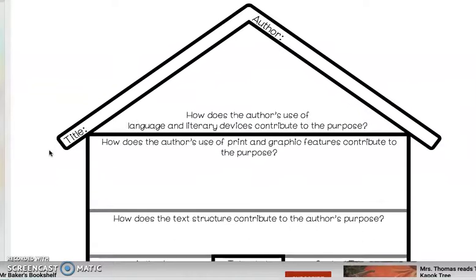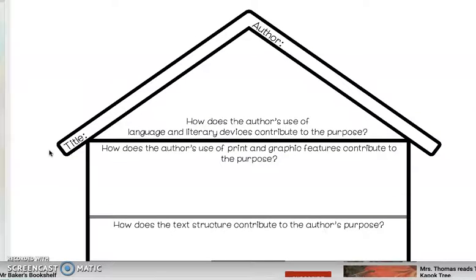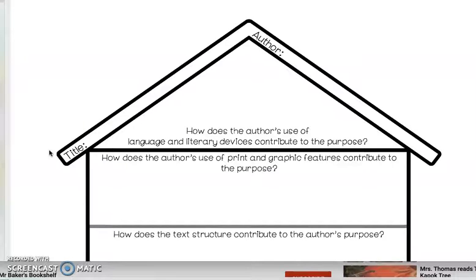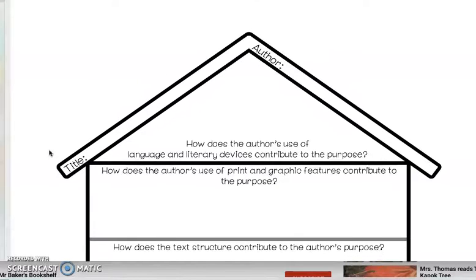Okay, so we're going to read this story. We're going to come back, fill out some of these notes on this house, and you need to follow along, fill it out in your notes, because we're going to do this one together, but then you're going to be responsible for doing some with your groups and on your own as well.